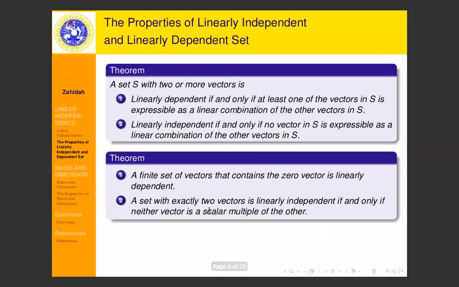Okay, next property. A finite set of vectors that contains the 0 vector is linearly dependent. Once you have a set that contains the 0 vector, you can conclude that the set is linearly dependent. Okay, and then a set with exactly 2 vectors is linearly independent if and only if neither vector is a scalar multiple of the other.